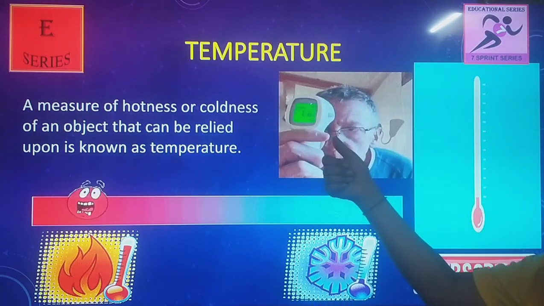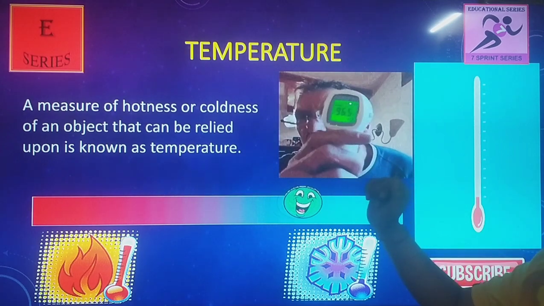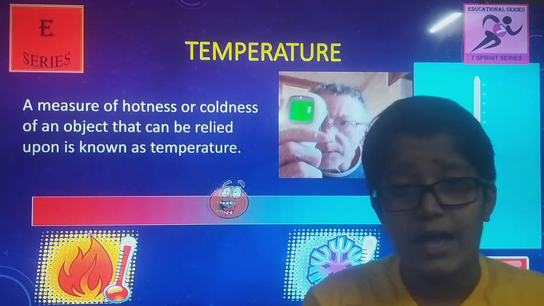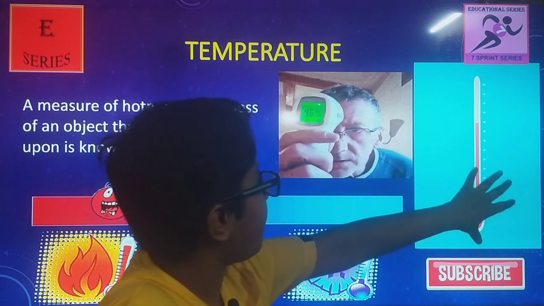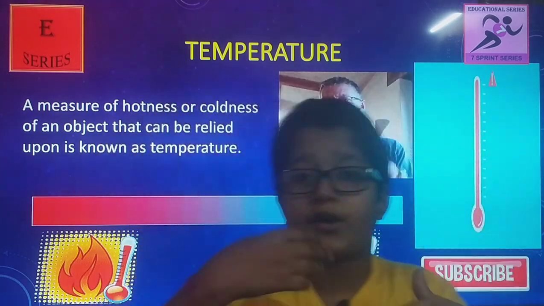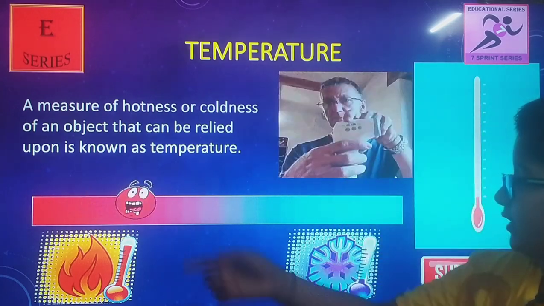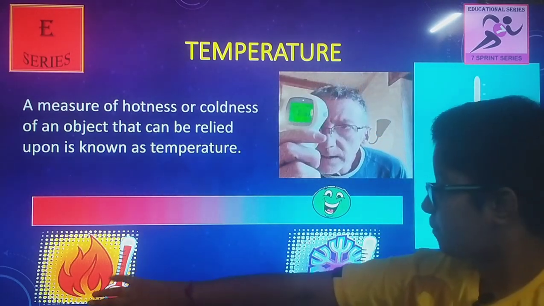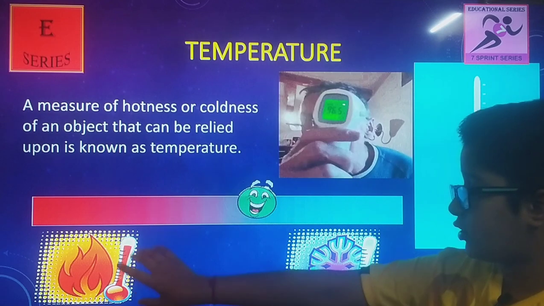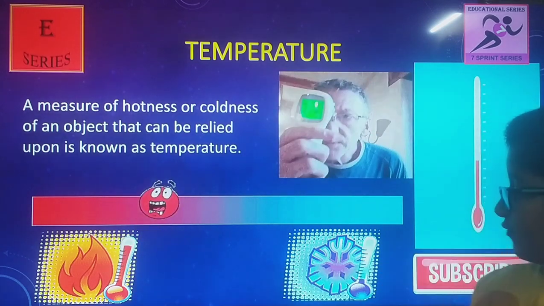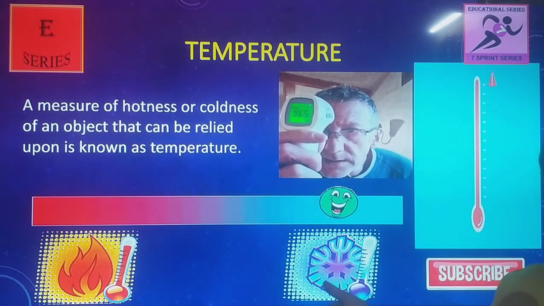So you can see this man, his temperature is 96.5 degrees. In the same way, you can see this thermometer, which is increasing. Now what is this kind of thermometer and what other kinds there are, I'll tell you. First see this, as you can see here, this thermometer is showing a high degree because it's in fire, and a low degree because it's near ice.